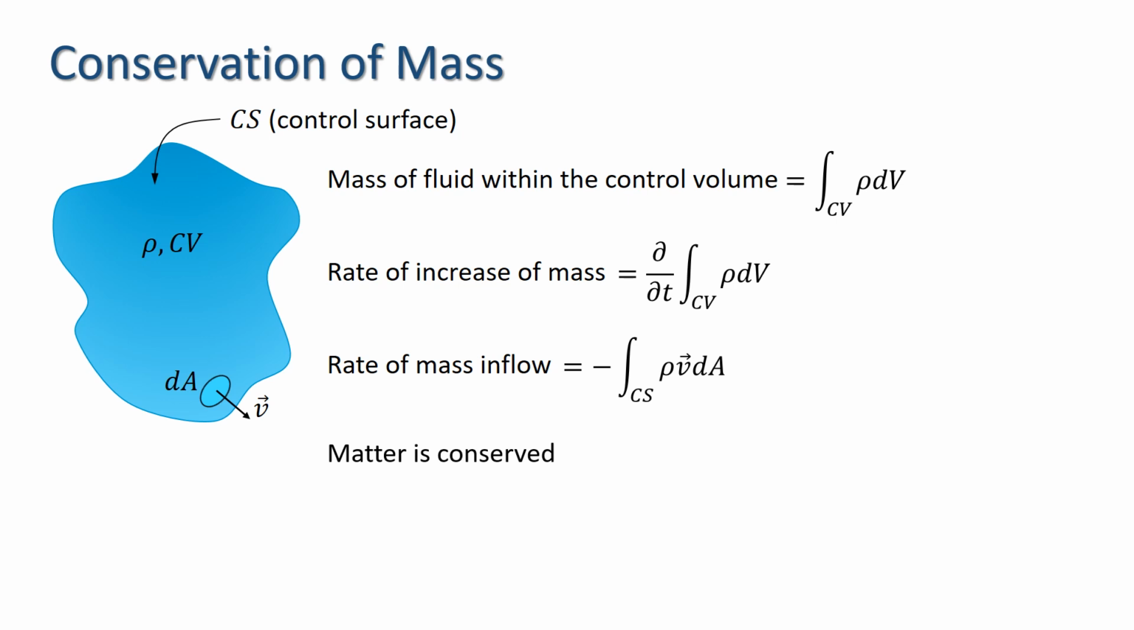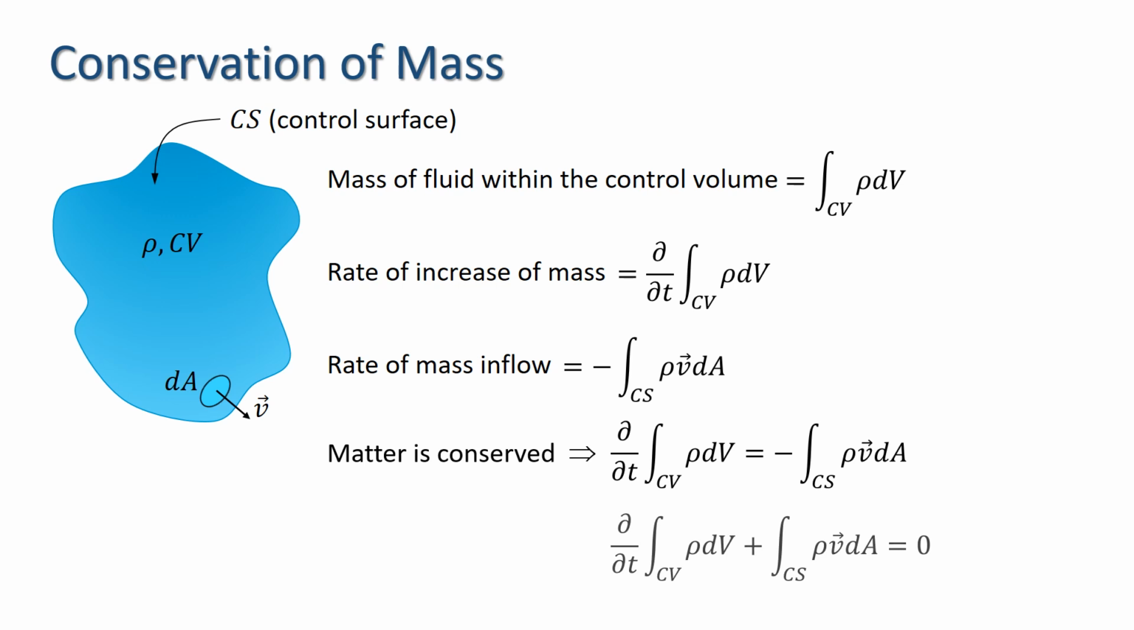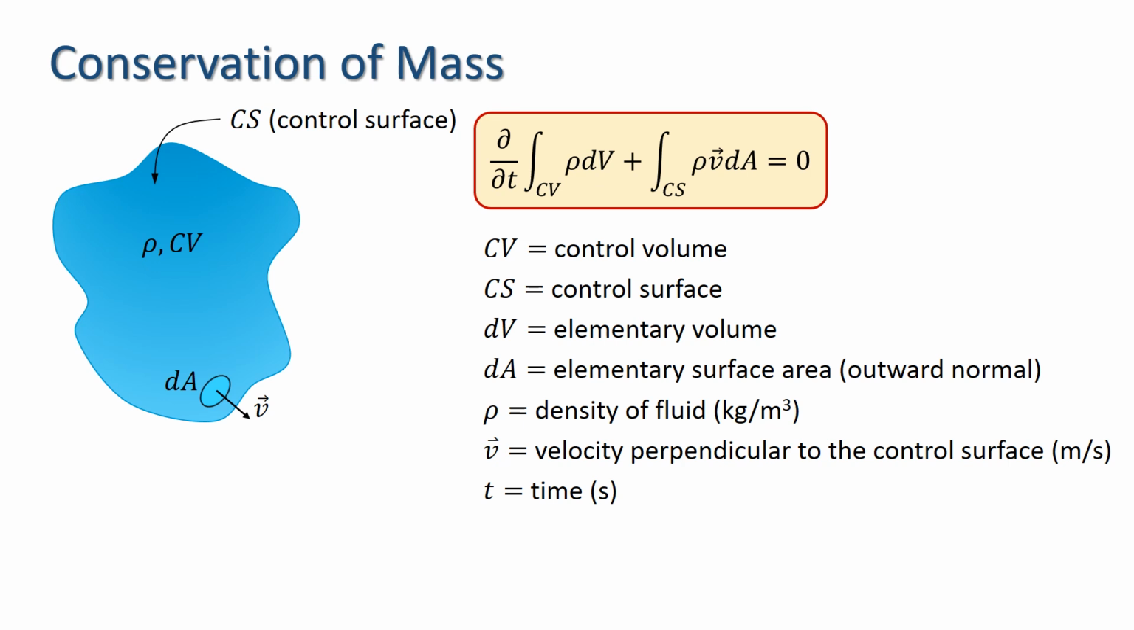We know that matter is conserved, and so the rate at which mass increases in CV must equal the rate at which mass is flowing into CV through CS. Thus, d by dt of the integral over CV of ρ dV equals minus the integral over CS of ρ V dA. Rearranging this gives us this equation describing conservation of mass. To reiterate, this equation simply states that the rate of increase of mass within a control volume is equal to the net rate of mass inflow to the same control volume through the control surface.